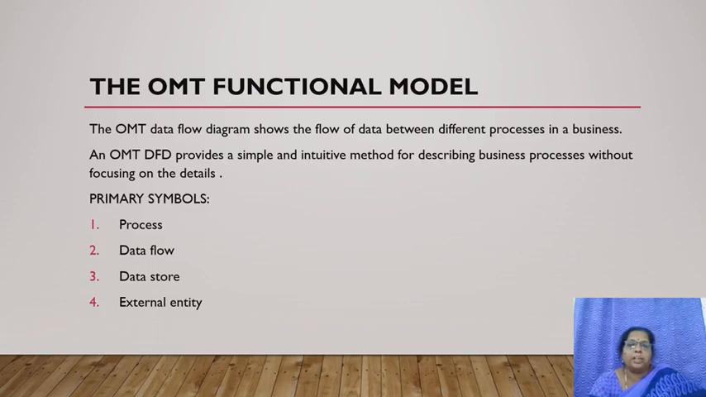The object modeling technique, functional model. The object modeling technique data flow diagram shows the flow of data between different processes in the business. We use the object modeling technique for the data flow diagram. It provides a simple and intuitive method for describing a business process without focusing on the details. There are four primary symbols we can use: process, data flow, data store, and external entity.